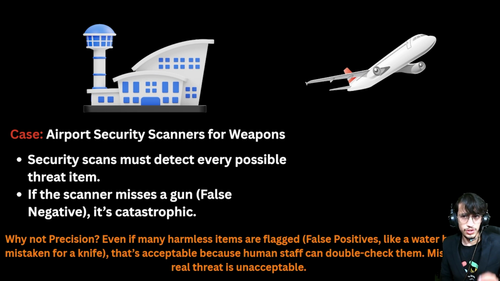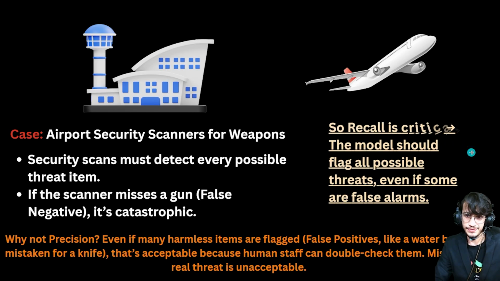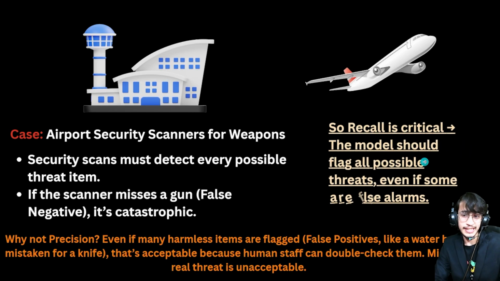In precision, our focus is that false alarms should be very low. But in recall, our focus is that there is no outlier which is left. So recall is critical. The model should flag all positive threats even if some are false alarms.